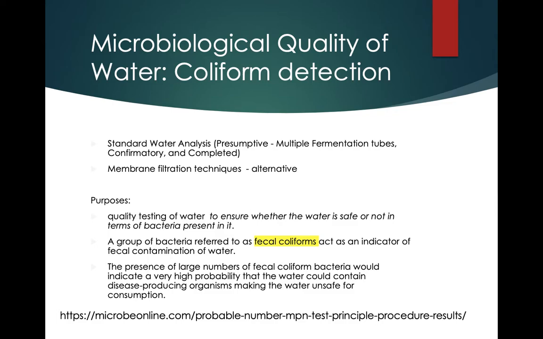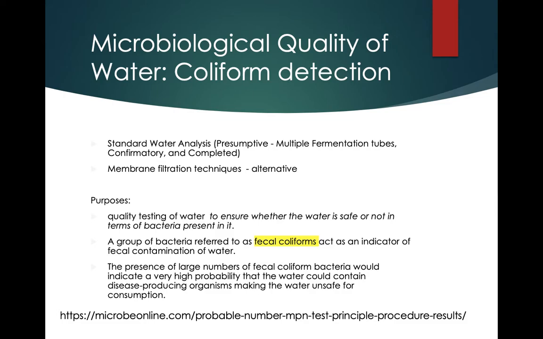Now, the idea is that if we want to ensure the quality of water, the safety of water, in terms of the bacteria present in it, we can detect a certain group of bacteria called fecal coliforms, because their presence means that the water sample or the water source where it came from is definitely contaminated with fecal matter. Okay?